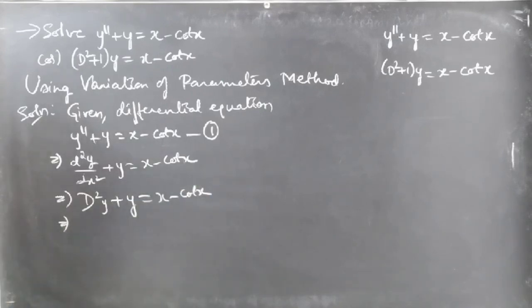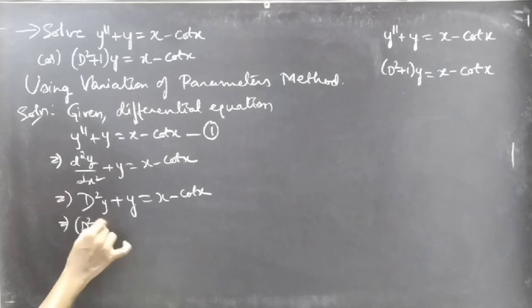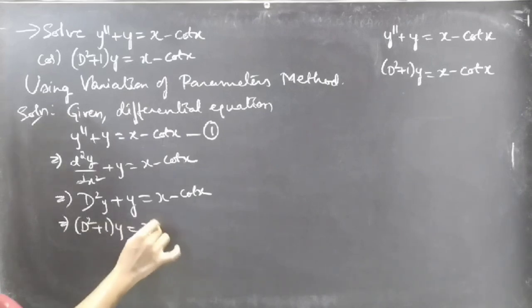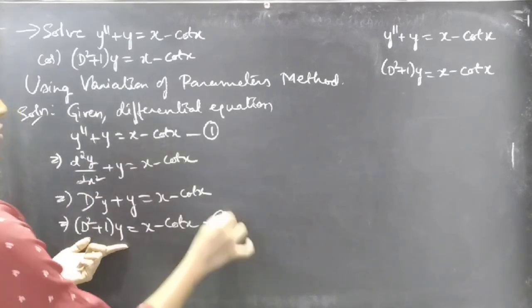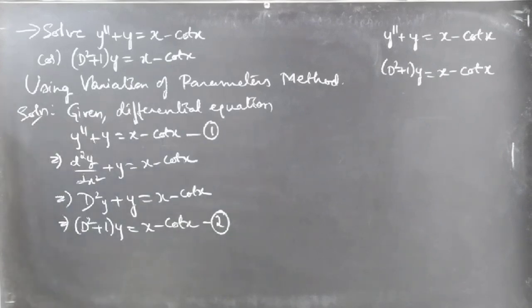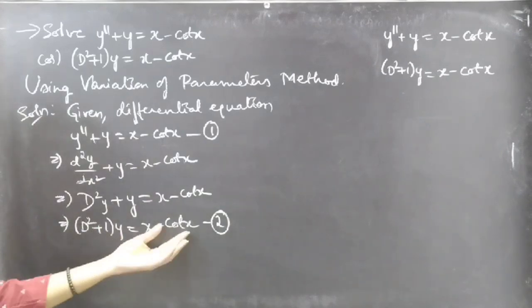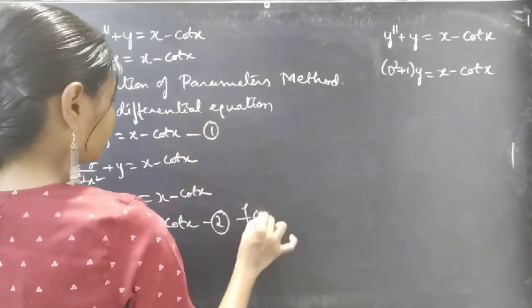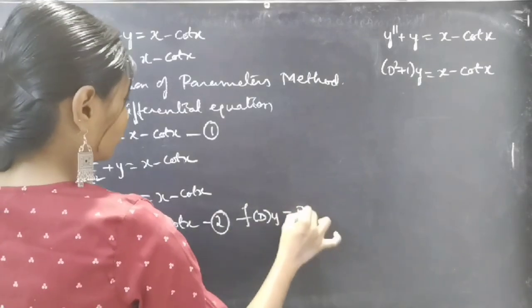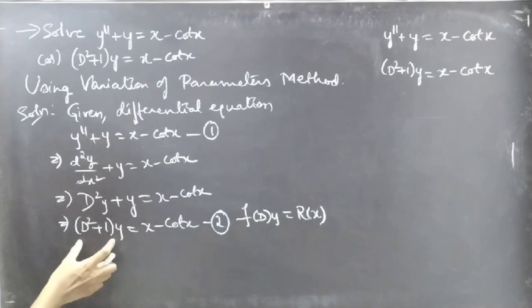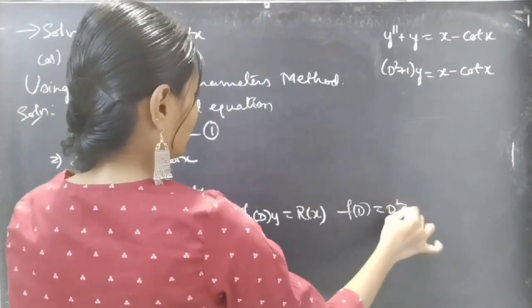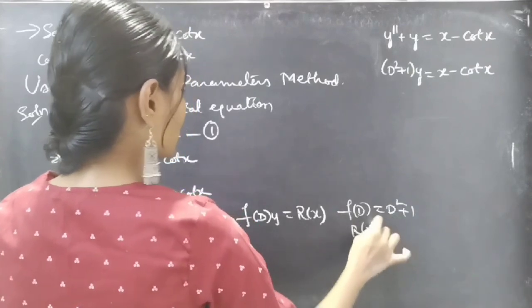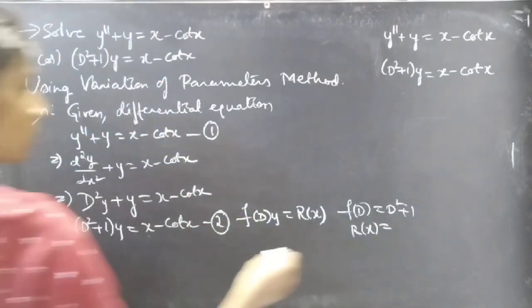Now take y common from the two terms of LHS. We'll get D square plus 1 into y equal to x minus cot x, which is in operator form. Equation 1 in operator form is this equation. Consider it as equation 2. Say f of D into y equal to some function of x, where f of D is D square plus 1 and function of x, r of x is x minus cot x.